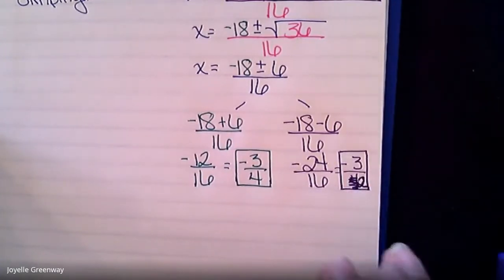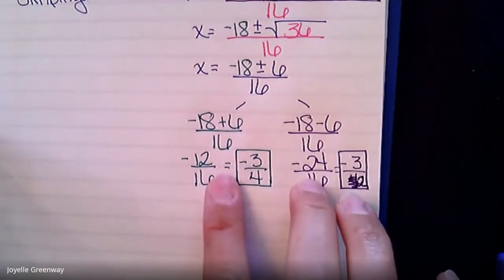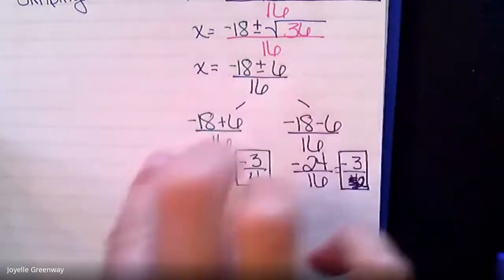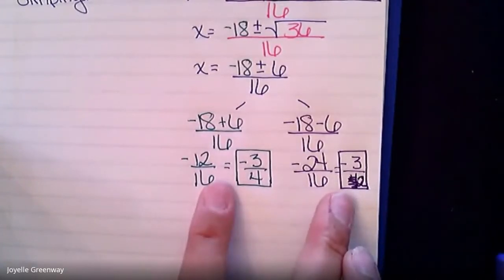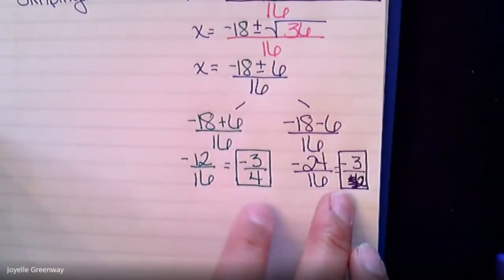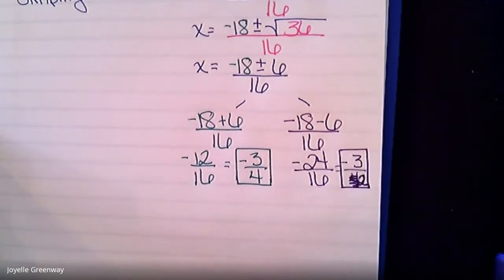Let's say you did get negative 3/4 and negative 3/4 though. That would just mean that your parabola sits on the x-axis at negative 0.75. That's all that would mean. But this means that there are two roots. Your graph crosses the x-axis at negative 0.75 and negative 1.5. That's what this means. Okay?